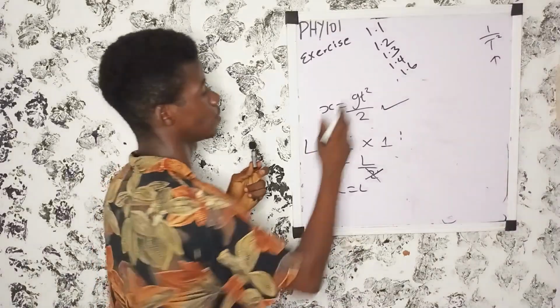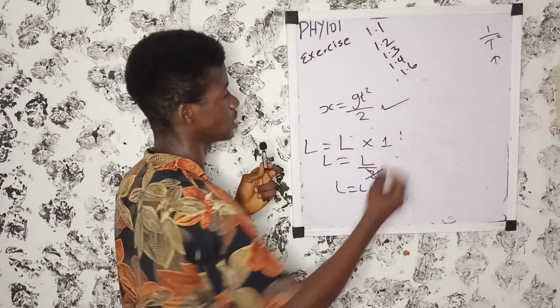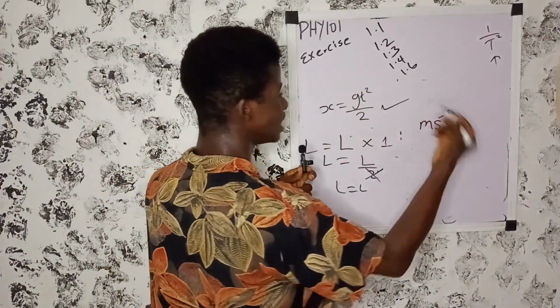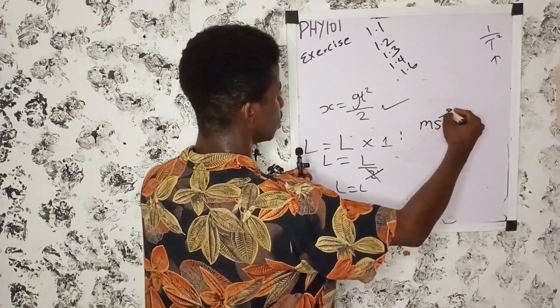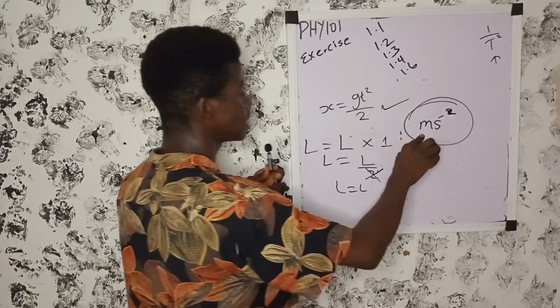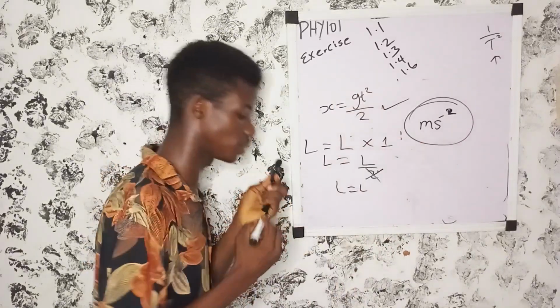And what is the SI unit for G? Acceleration due to gravity has the same SI unit as acceleration. So the SI unit of G is meter per second square.